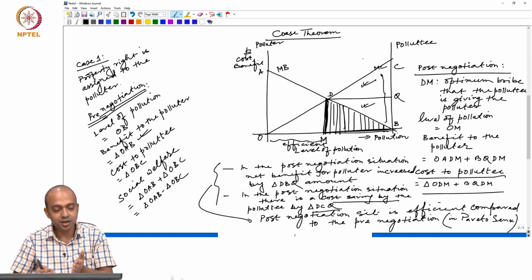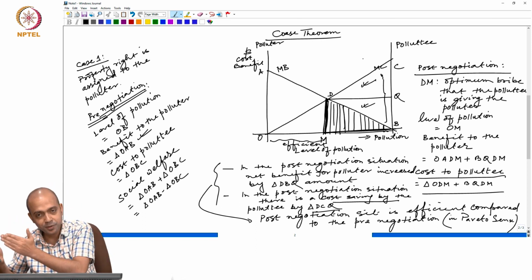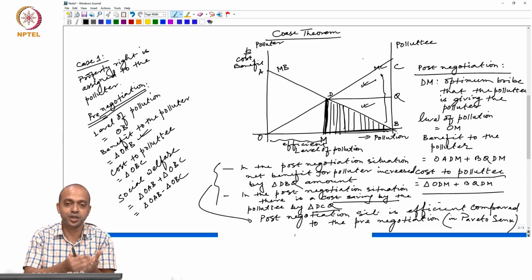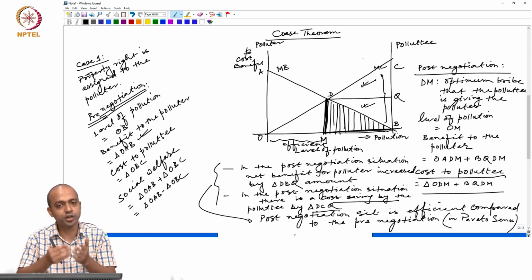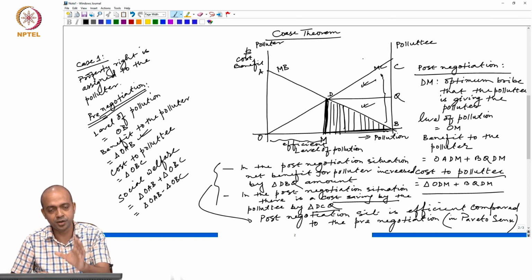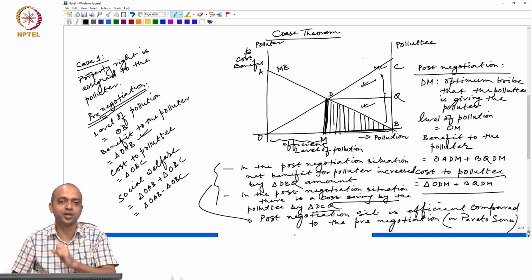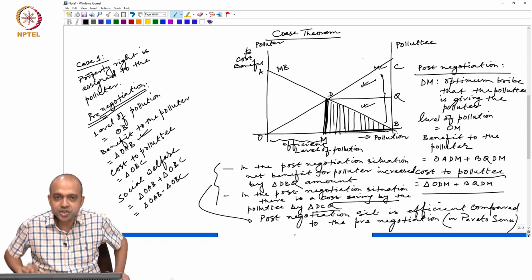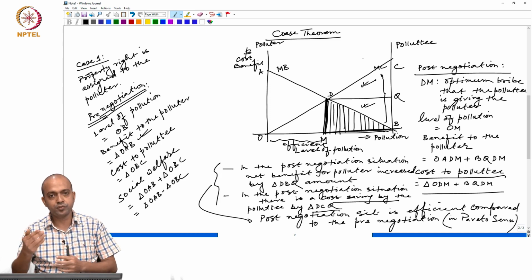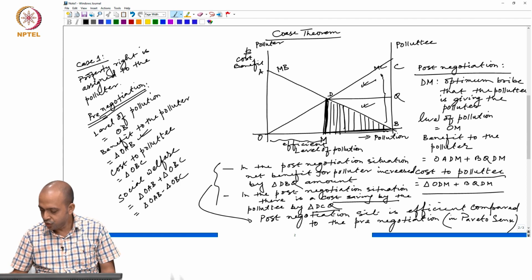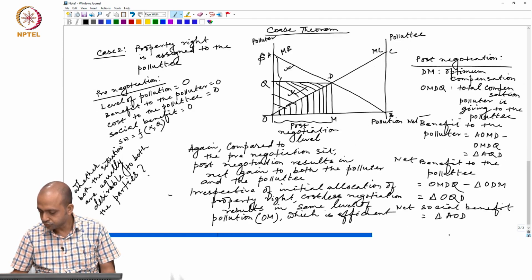In one case the net benefit is positive for the pollutee, in the other case the net benefit is only in terms of cost saving, but for the polluter in both cases there is a net benefit. Of course, in the first case the net benefit is positive and larger also. So, that is why this would be the preferential pattern that we may observe from the polluter and the pollutee about these two situations.